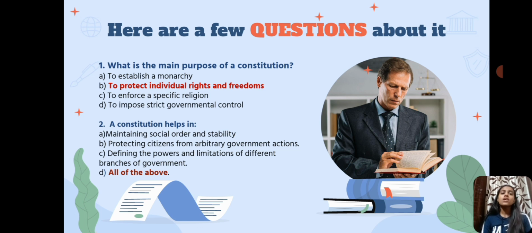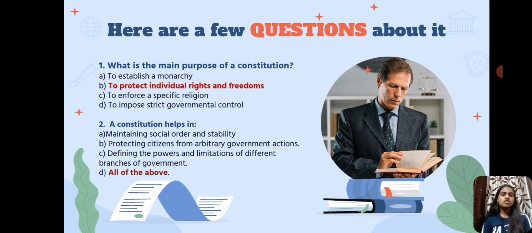Firstly, what is the main purpose of a constitution? A. To establish monarchy. B. To protect individual rights and freedom. C. To enforce a specific religion. And D. To impose strict governmental control. The right answer is to protect individual rights and freedom. Our constitution says that our country is a democracy. Hence, none of us would like to establish a monarchy.